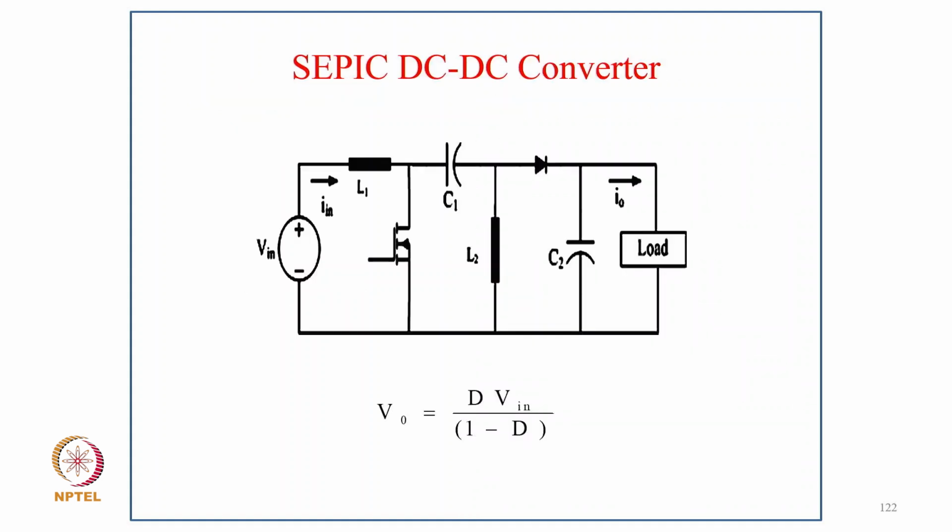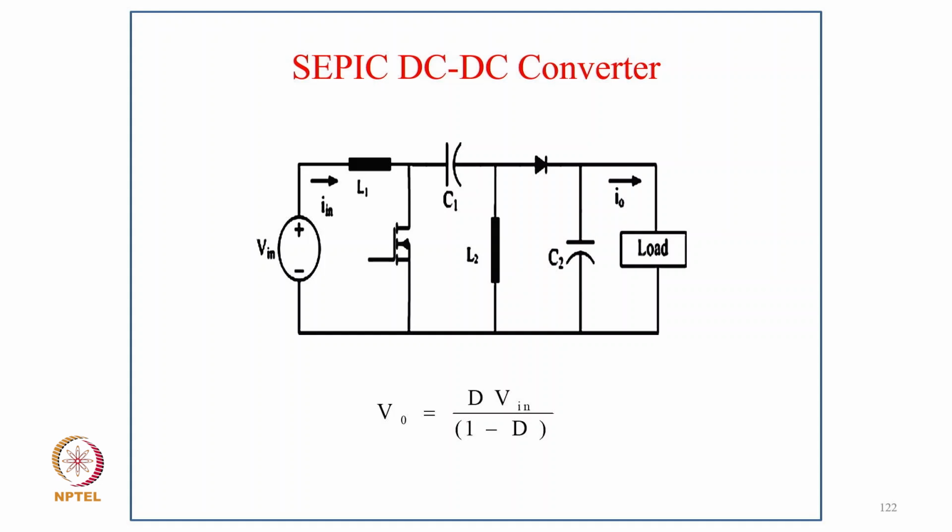So now coming to another category of buck boost converter called SEPIC, single-ended primary inductance converter. The advantage is that the output voltage polarity is not changed, but the disadvantage is that the output capacitor charges similar to a boost converter, where Vo equals D Vd upon 1 minus D. The number of components is the same as the Cuk converter. So we have L1, L2 and C1, C2.